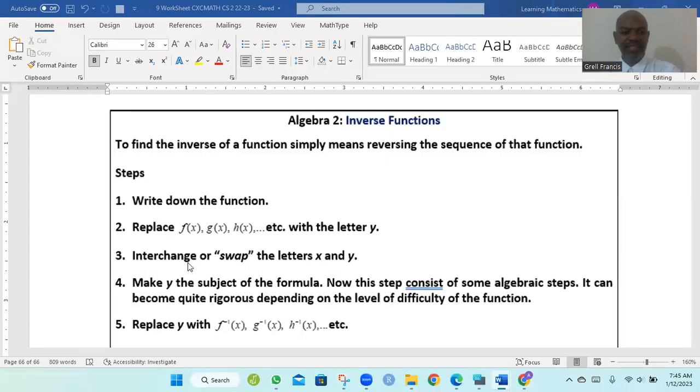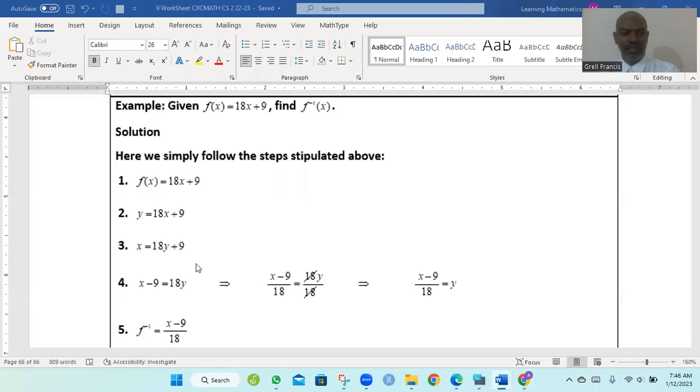Now step number 3 says interchange or swap the letters x and y. Everywhere you have x, you write the letter y. Everywhere you have y, you write the letter x. Let us do that. As you can clearly see, you replace the letter y with x, and where you have the letter x, you replace it with y. So now you have x is equal to 18y plus 9. So you can sense the reversing happening already, exchanging positions.